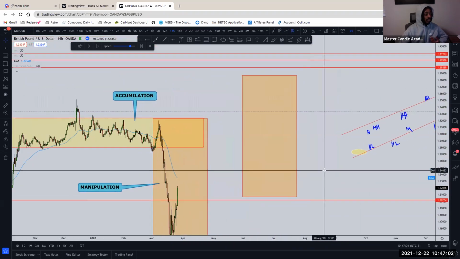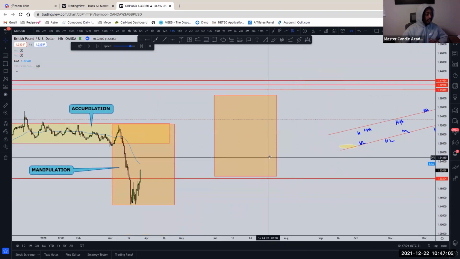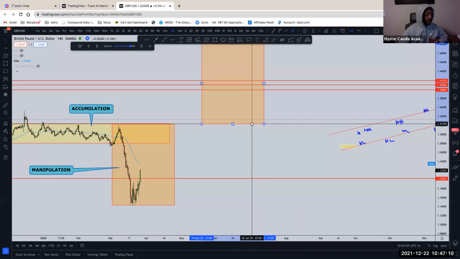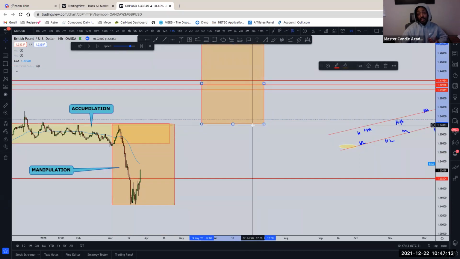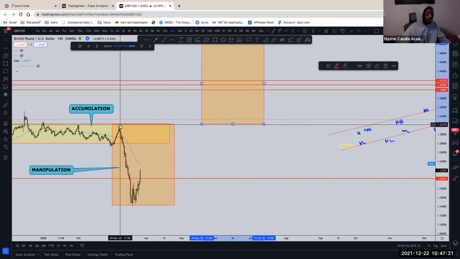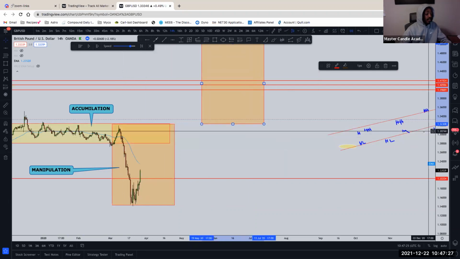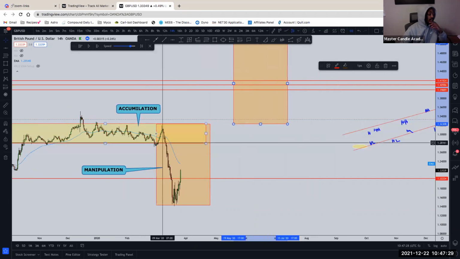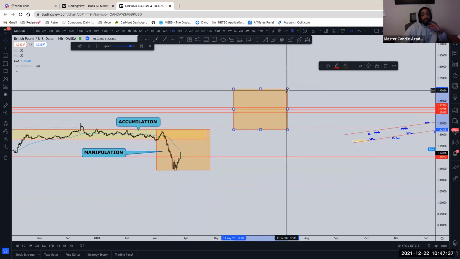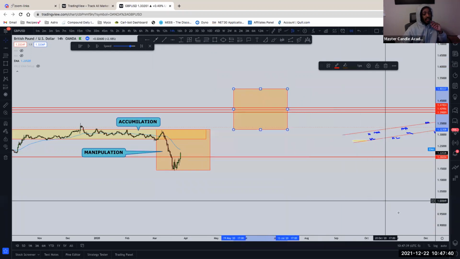Now, what I like to do is identify where we're going to go. The bottom of my distribution box would go with the top of my manipulation box, or the top of our accumulation. We're using this structure because what you're going to see is price will A, come back to where it started, and B, double up. That's legit what I mean.